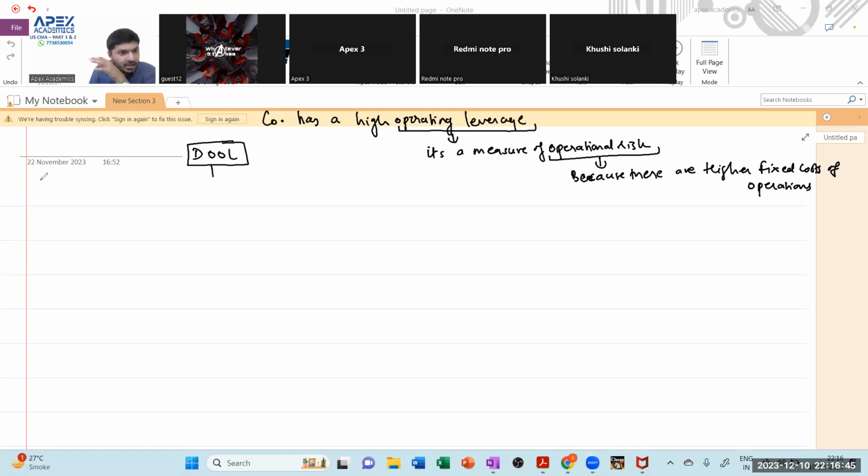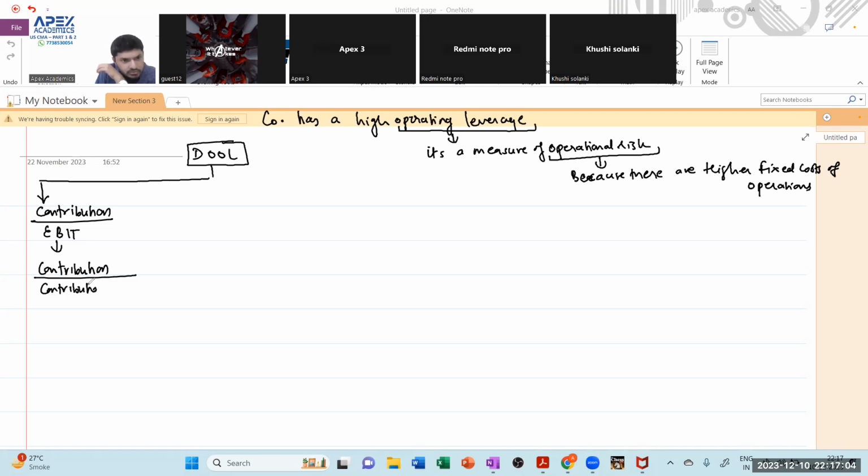What is essential for you to note is that we have got good notes of this in the DOOL charts. What is the first note on the DOOL chart? The first note is DOOL is equal to contribution upon EBIT. This can also be written as contribution upon contribution minus fixed cost. Sales minus variable cost is contribution. Contribution minus fixed cost is equal to what? EBIT. So EBIT is nothing but contribution minus fixed cost. So I wrote it like that. Correct?